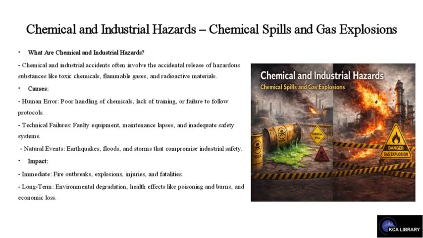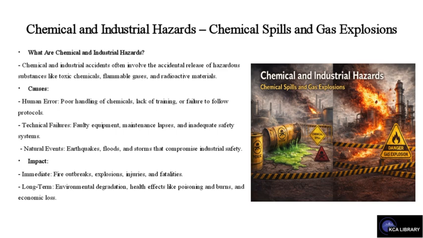Now let's look at the first, which is the chemical and industrial hazards, checking chemical spills and gas explosions. What are chemical and industrial hazards? Chemical and industrial accidents often involve the accidental release of hazardous substances like toxic chemicals, flammable gases, and radioactive materials. Some of the causes of this are human error. Examples of human error are the poor handling of chemicals, lack of training, or the failure to follow protocols. This is a very critical cause of chemical and industrial hazard.